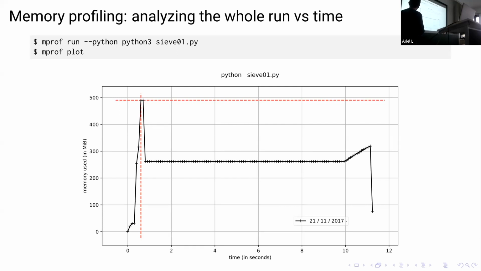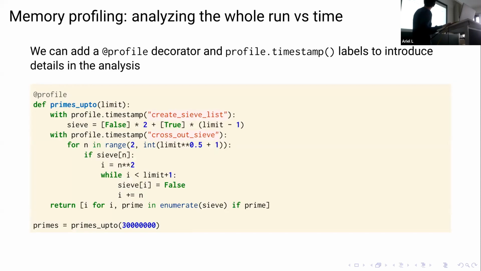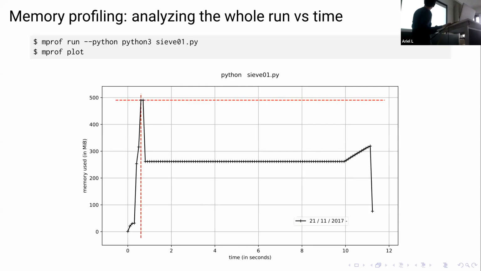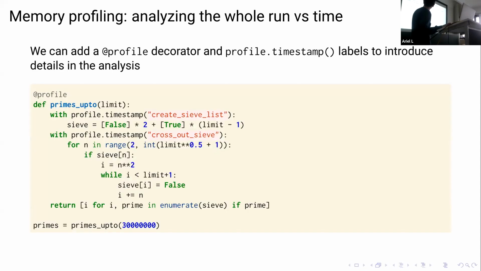But we see here, by doing this plot, that we actually have some peak at almost about 500 megabytes before even being in this 230, 250 megabytes of memory use. So we got this peak, and then we stay about the 250. So we will see now how we can get more information about what's going on at that peak.